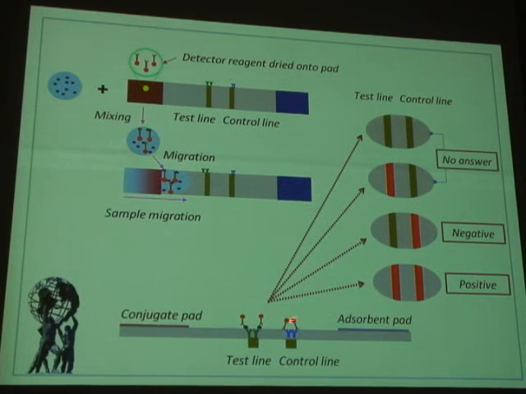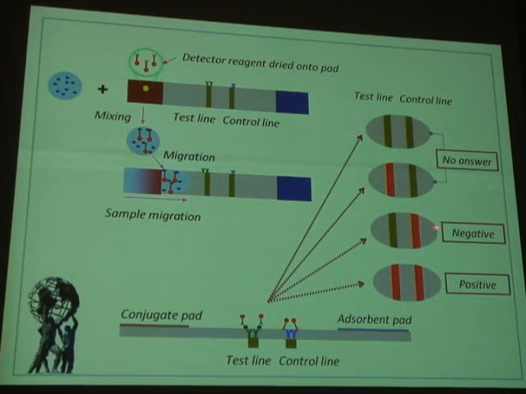In the test line, the antigen conjugated with the detector will be held, and only detector is held in the control line. Based on the color change in the test line and control line, we will have the results for the IVD test. In this case, both the test line and control line change the color into red. This means that they are positive, or you have antigen in the sample.